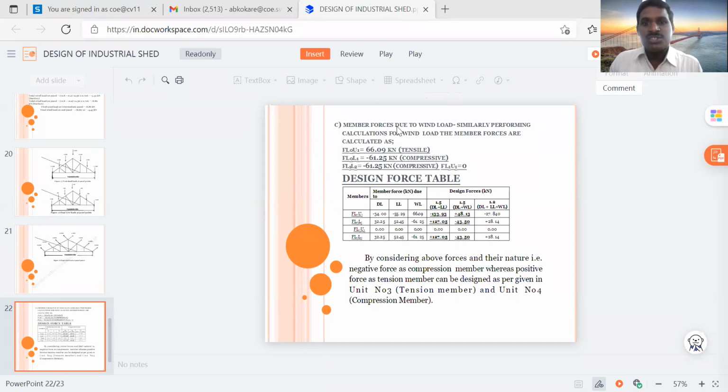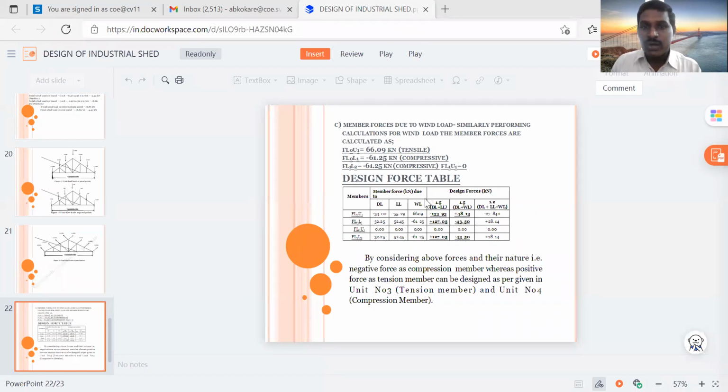Member forces, see the design force table. In the table, you have calculated the dead load, live load, and wind load. If you add these three types of load by considering the load combinations: the first load combination is dead load plus live load into 1.5. The second is dead load plus wind load into 1.5, and the third is dead load, live load, and wind load into 1.5. By considering these load combinations, we give the input to the software.